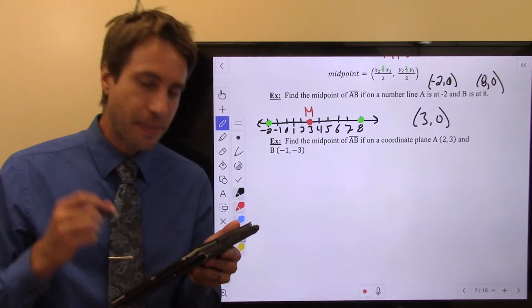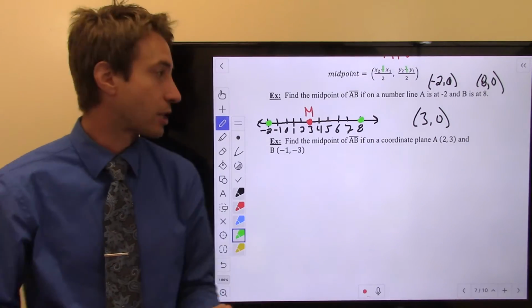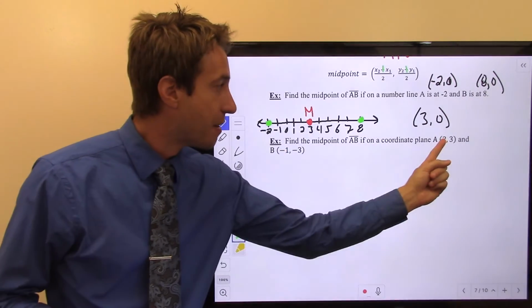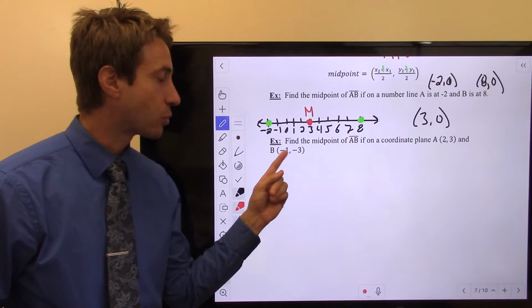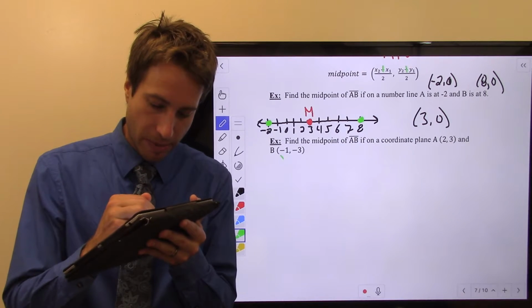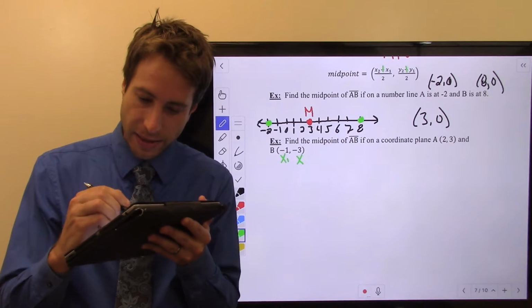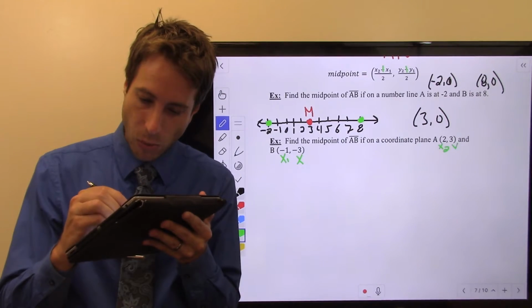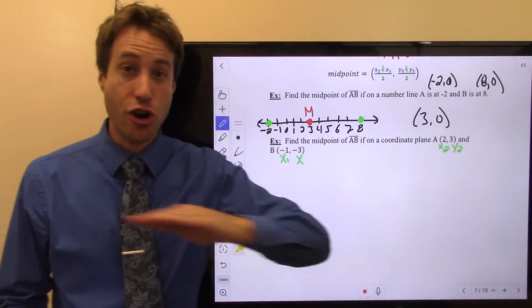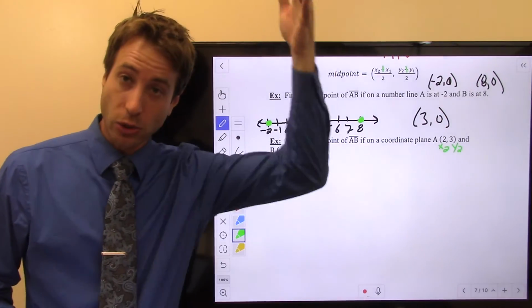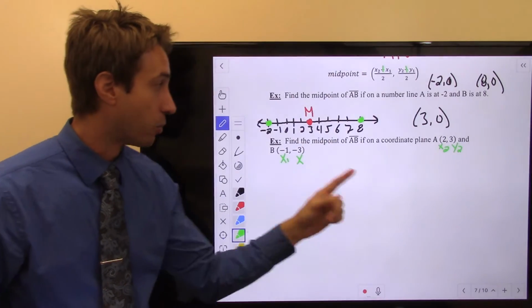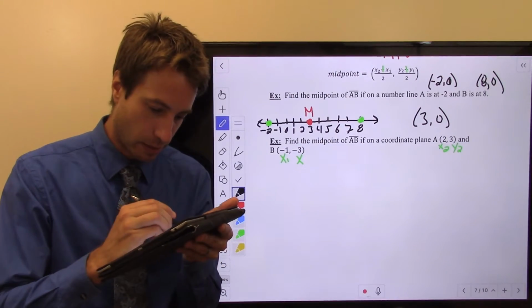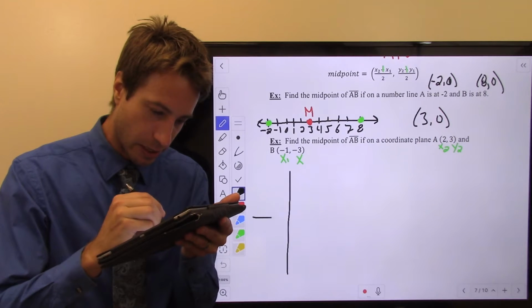Again, I like to make the point farther to the left my x1, y1. That's a negative x, and that's a positive x, so that means this one is the one farthest to the left. This will be my x1, this will be my y1, this will be my x2, this will be my y2. These guys are not in a horizontal or a vertical line, right? Here, let me show you. There's no shortcut for these ones.